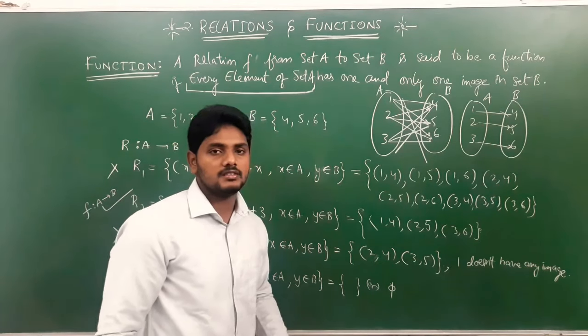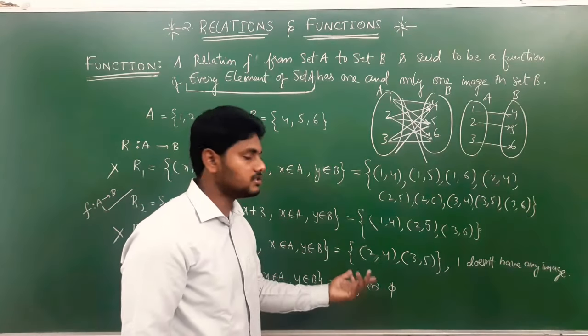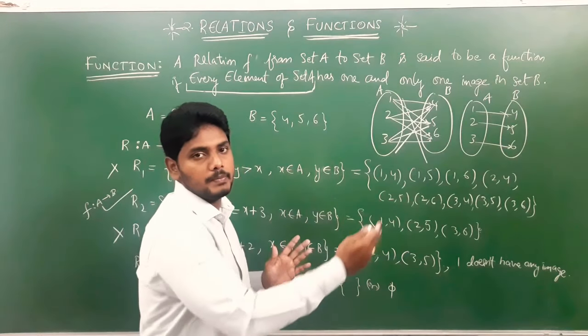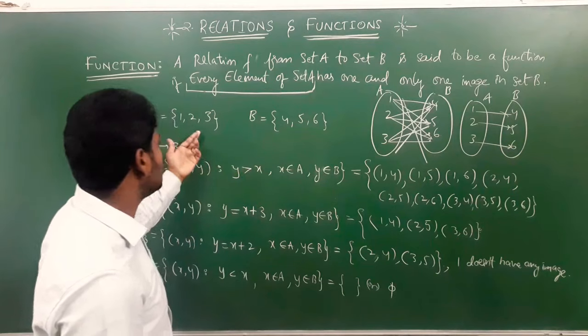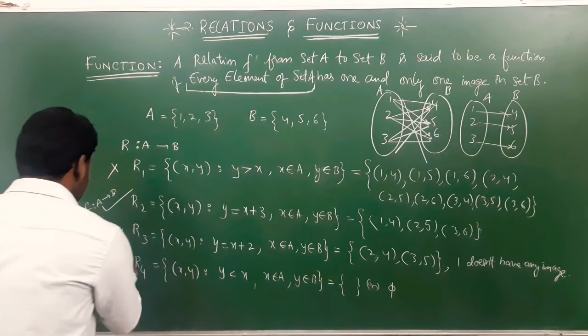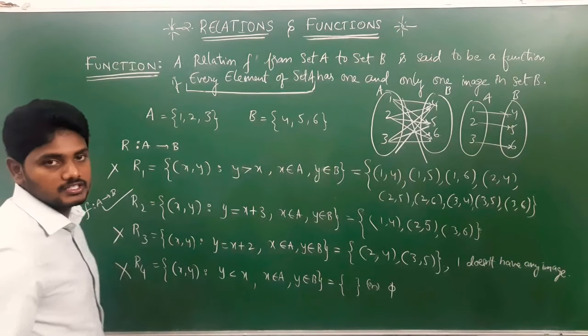Did we have any order pairs? No order pairs. No order pairs means no mappings. No mappings means no images. But every element of set A should have images now. So therefore, this is also not a function.